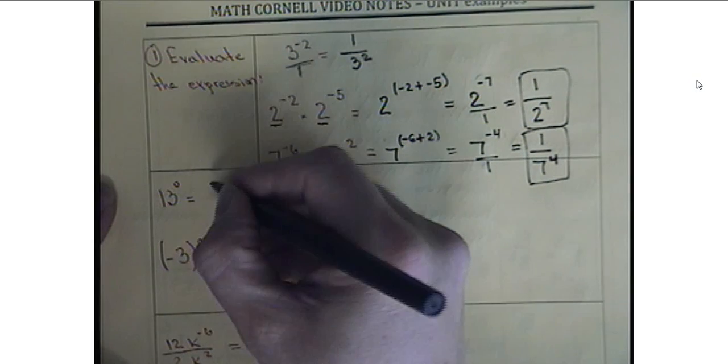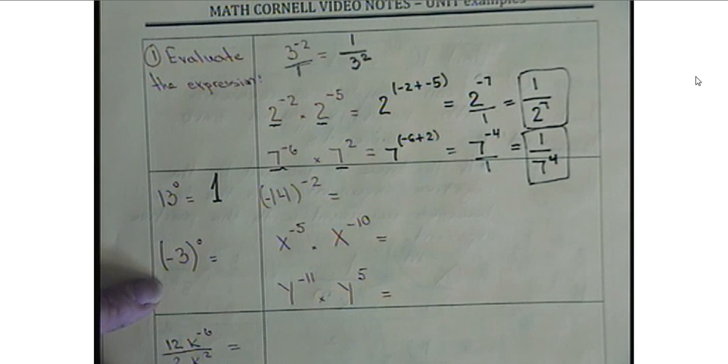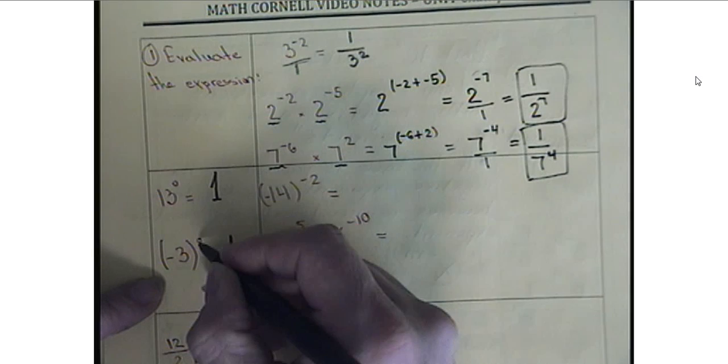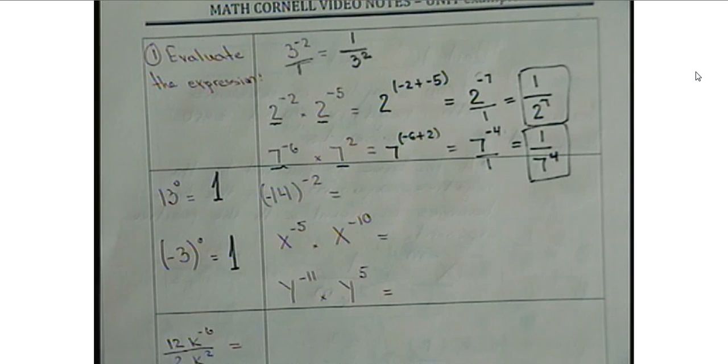Very good. Next one. What about 13 to the 0 power? It is always equal to 1. Negative 3 to the 0 power? Same thing. It's always equal to 1 because of this 0 power. So those are very quick and easy to solve.